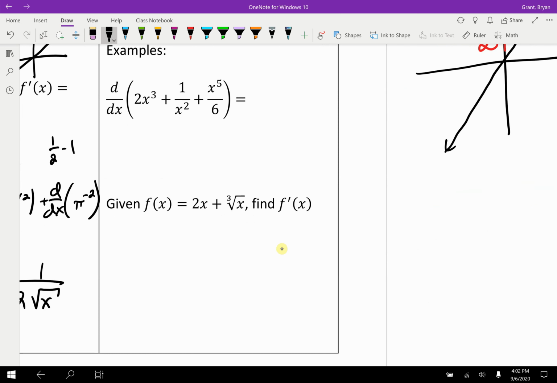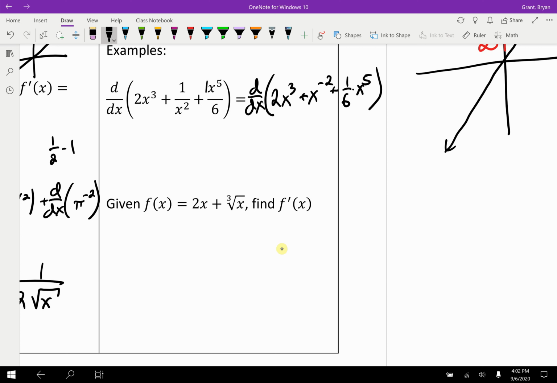First part, d dx of all of this. Well, I'm going to rewrite this quickly as d dx of 2x cubed plus, I'm going to bring x squared up so it's written in the form of x to the n, or x to the negative second. And then we don't have a division rule, but we might recognize that as a constant, right? We can rewrite this as 1/6 times x to the fifth. And now these fit all of our rules.